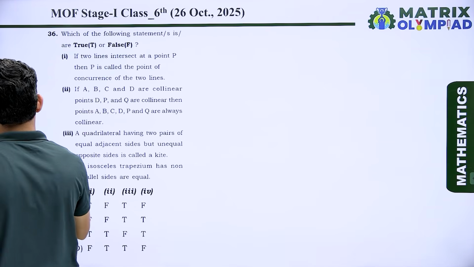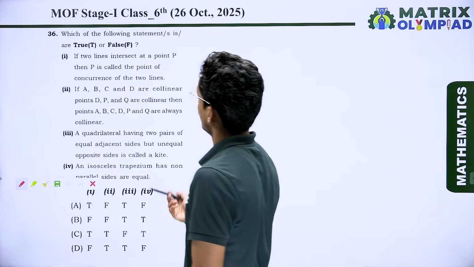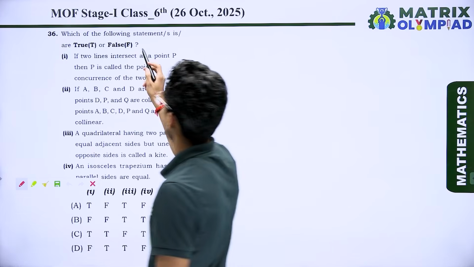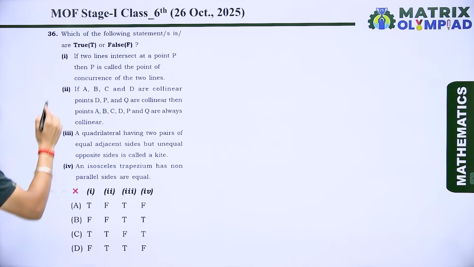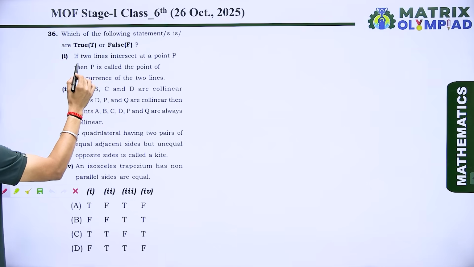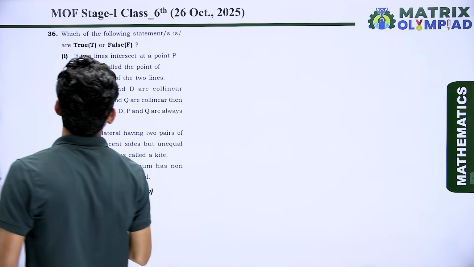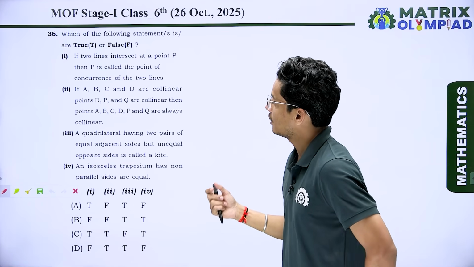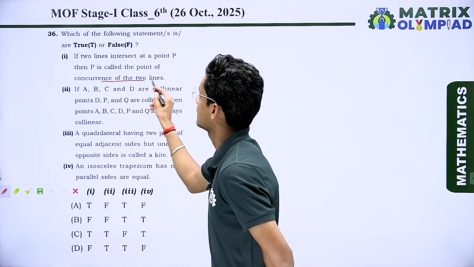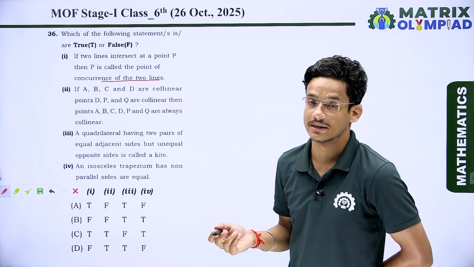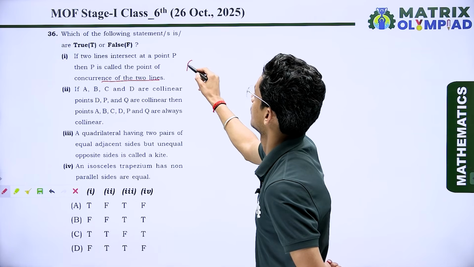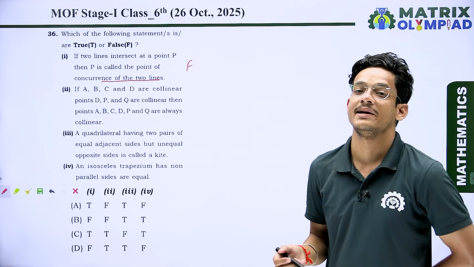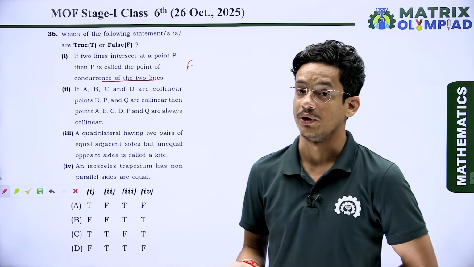So now if I talk about the next question, which of the following statements are true and false? Here we have statement number 1: if two lines intersect at point P, then P is called the point of concurrence of the two lines. Yes, this one is false, because when two lines intersect, we call it the point of intersection, not concurrence.